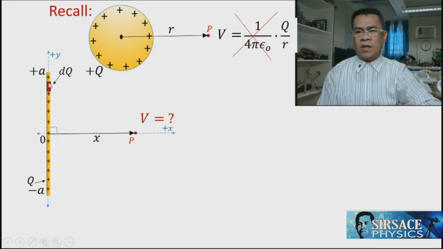Again, we will consider an infinitesimal segment of this line, a very, very small piece, whose charge is dq and whose length is dy. This dy means a very, very small y. This is already a point charge because it is an infinitesimal charge, and it has a distance r from the point. So in this case, we can use the principle of point charge.